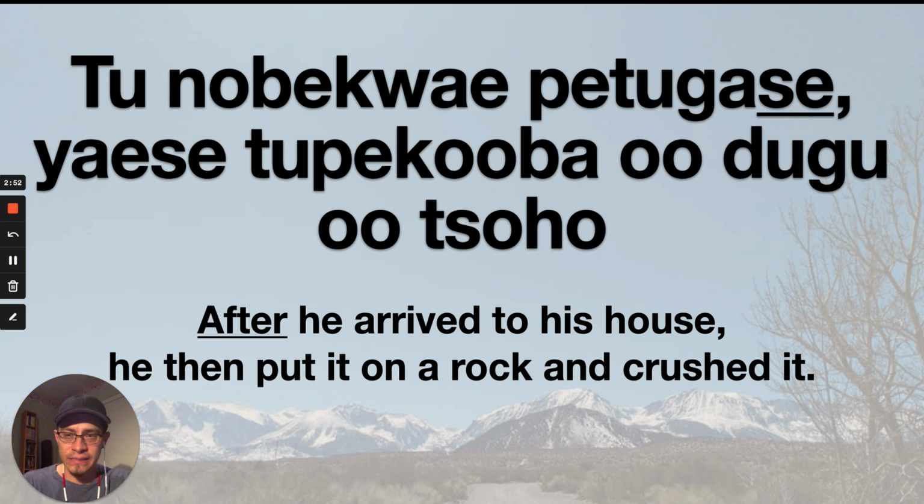Tunovikwe pitugasi yeshi tupiguba udugu utsoho means after he arrives to his house, he then put it on a rock and crushed it. That's part of a story. So after he arrived, pitugasi, he arrived. That occurs first. Then he put it on a rock and crushed it.